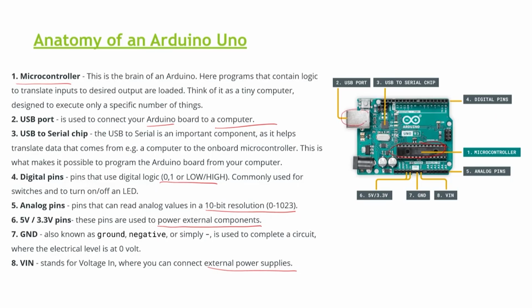So, first of all, the USB port is on the left side, then the USB-to-serial chip is somewhere here, then you have the digital pins here, and on the other side of the microcontroller you have the analog pins first. Then you have specifically the V input, the ground at the center, and on the other side the 5 volt and 3.3 volt pins, which are used for powering external components. So, that is the anatomy of an Arduino Uno.